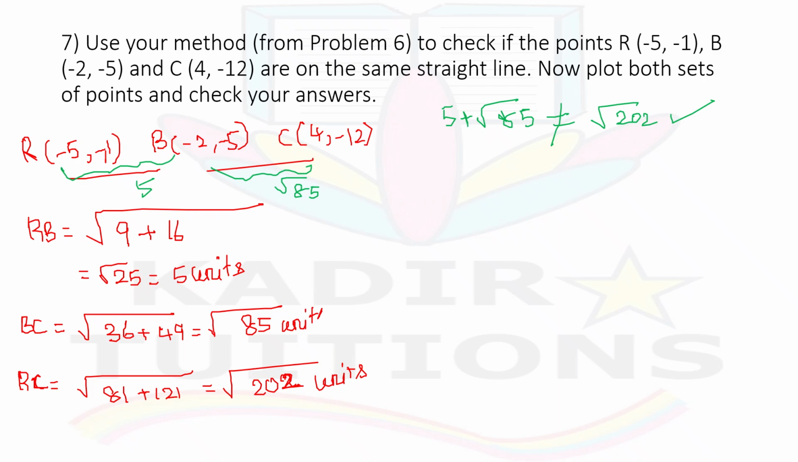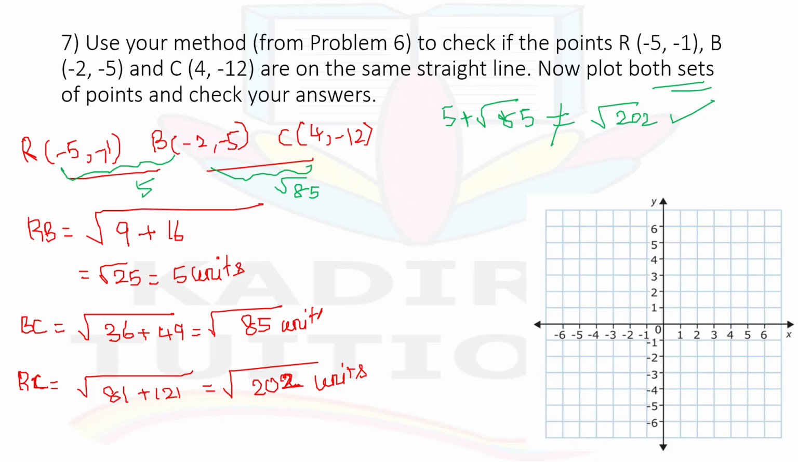But now in the question they told us to plot both sets of points. What are the both sets of points? In question 6 also we need to plot the points, and the question 7 points also, and check whether it is coming correctly or not. So for that, first we need to have one graph sheet.